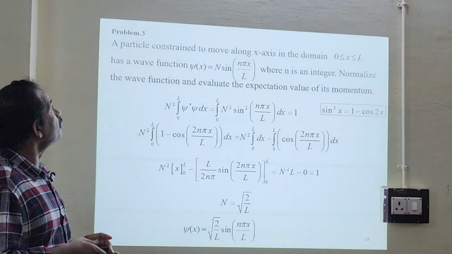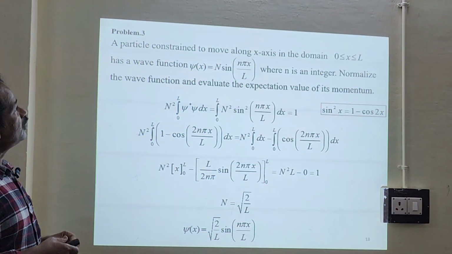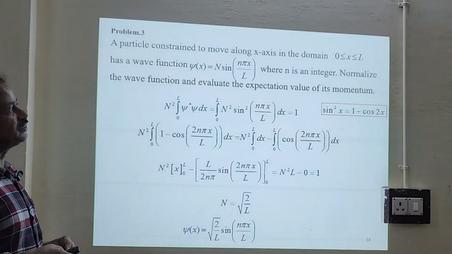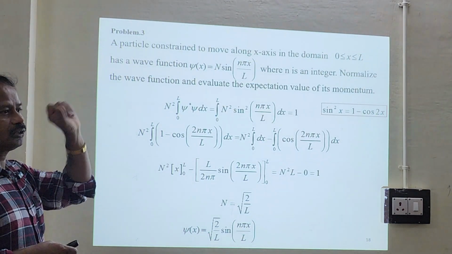So now we will go for problem 3. A particle constrained to move along the x-axis in the domain x lies between 0 and 1.